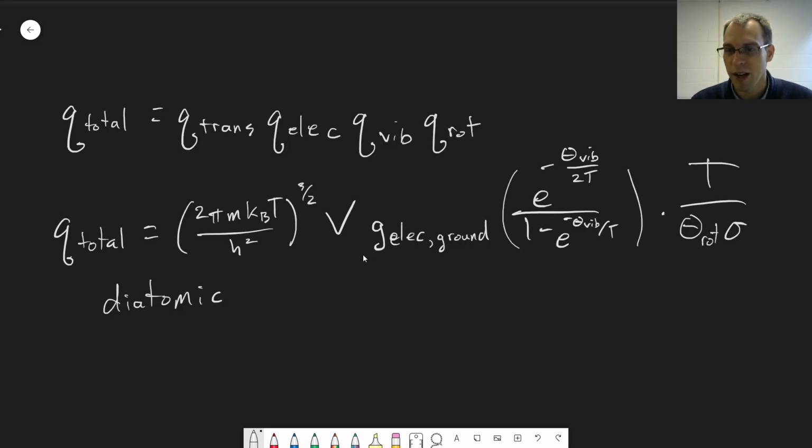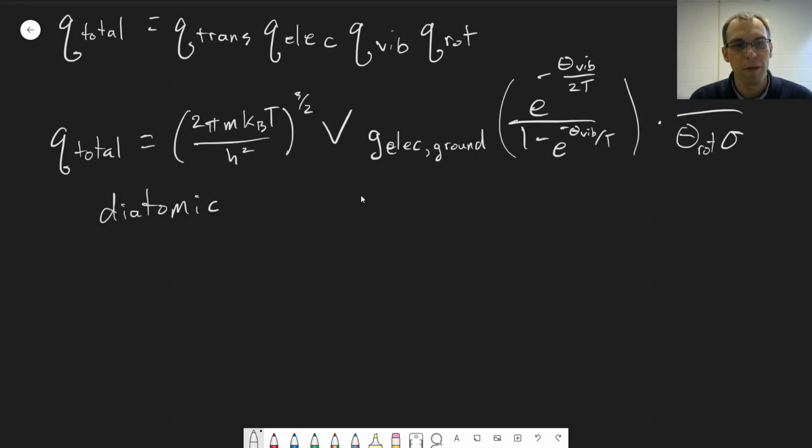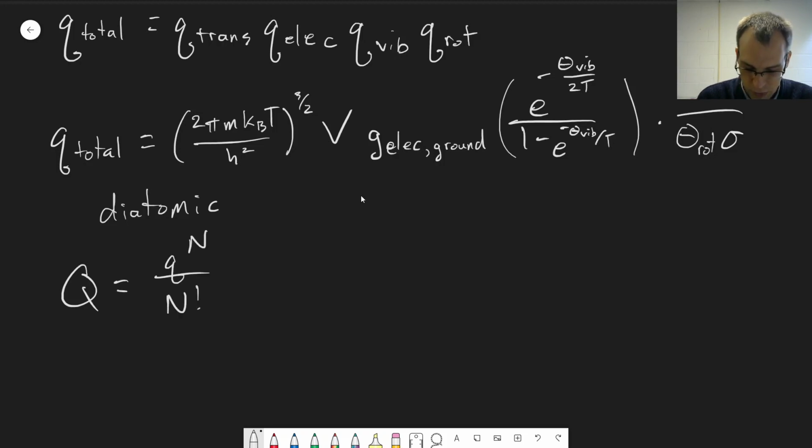And then if we want to find, say, for a whole system of molecules that are all the same, of these diatomic molecules, we want big Q. We put it back into this expression that we looked at in the last chapter, q to the N over N factorial. And that lets us find our system partition function. So we just plug in, literally just what we have here.